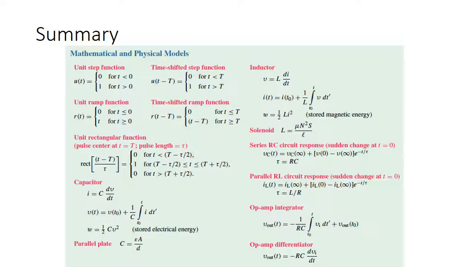We have our series RC circuit response with a sudden change at t equals 0. So that's the series RC, and the equations for that. That's essentially your differential equation looking at the different parts of it with initial conditions at 0, and then what happens at infinity. We have our parallel RC and RL circuit response, and that's going to show, again, with initial conditions of current at time equals 0 and at time equals infinity. And then we also have our two different op amp circuits, which are the op amp integrator and the op amp differentiator, which we can add and subtract together to create more complex integration and differentiation equations.